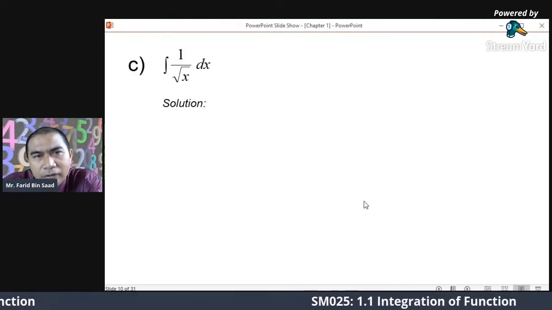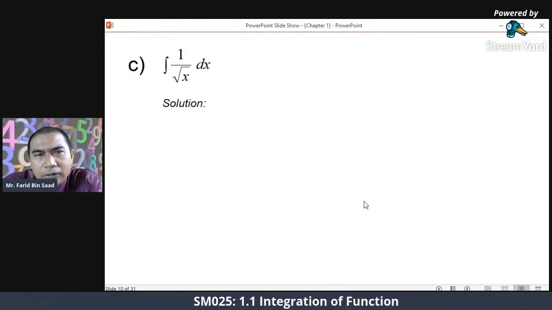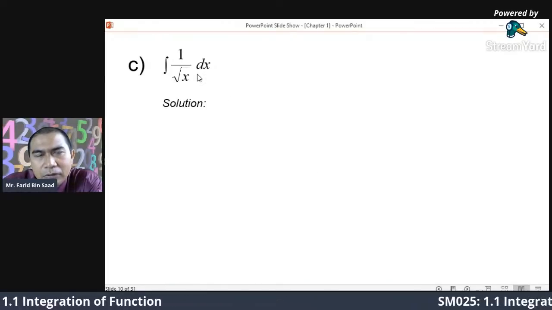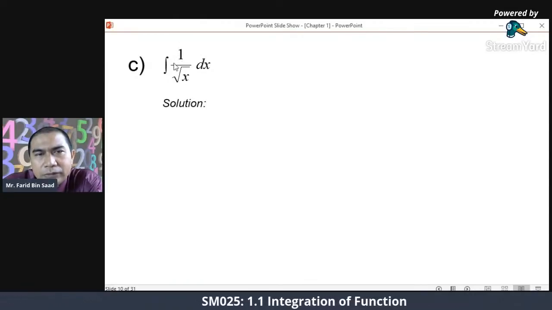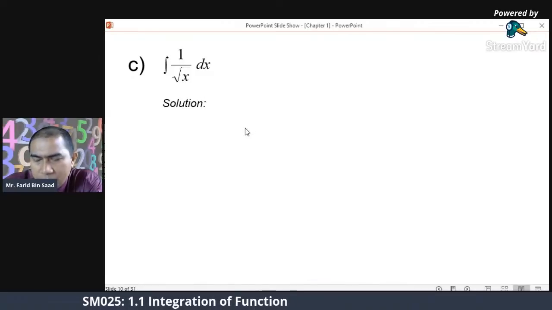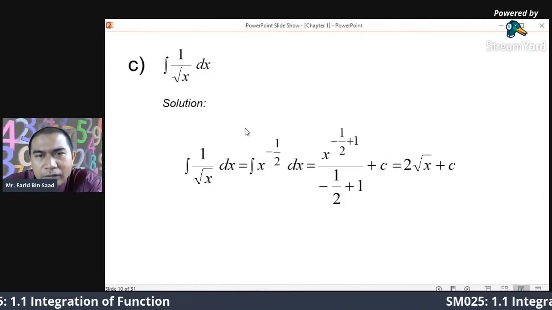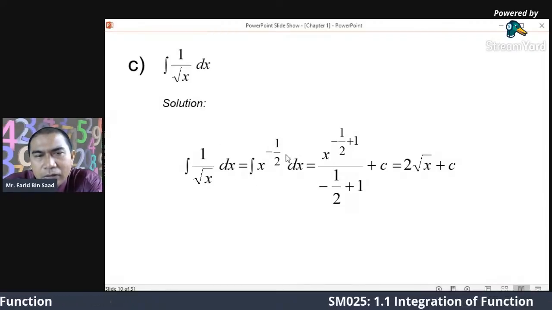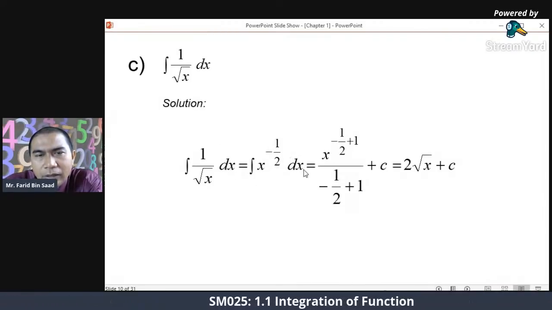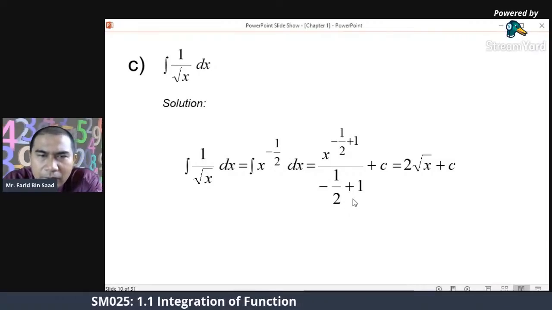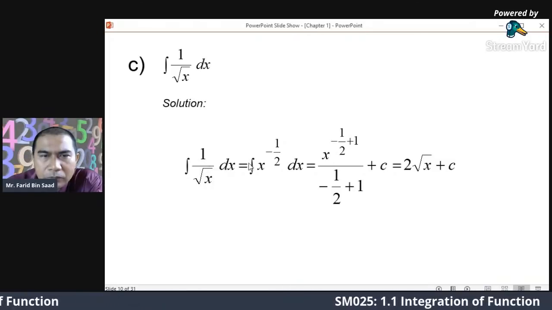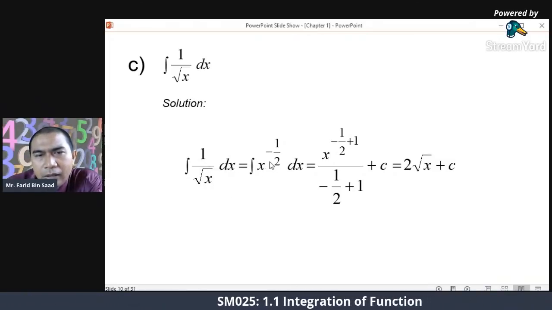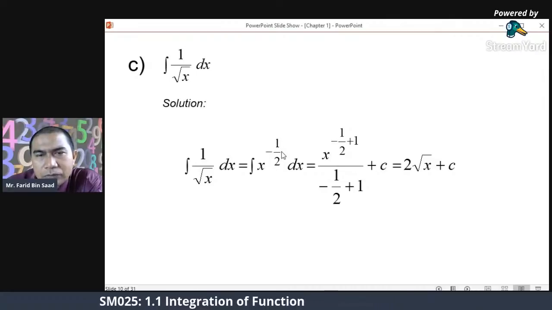Next, integrate 1 over sed x dx. In the basic rules, it doesn't mention a form of 1 over something, but we have to simplify it. For example, here, integrate 1 over sed x dx, we bring the denominator sed x to the numerator, so we get x power of negative 1 over 2 dx.